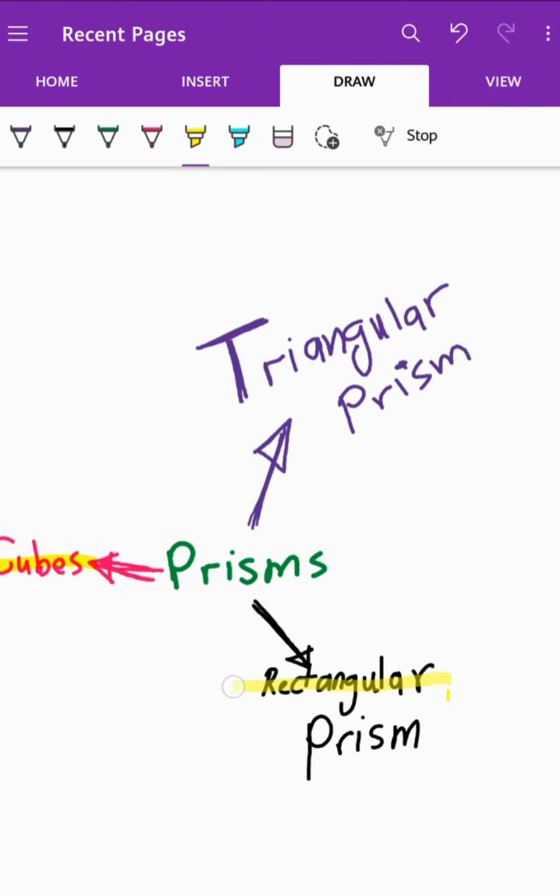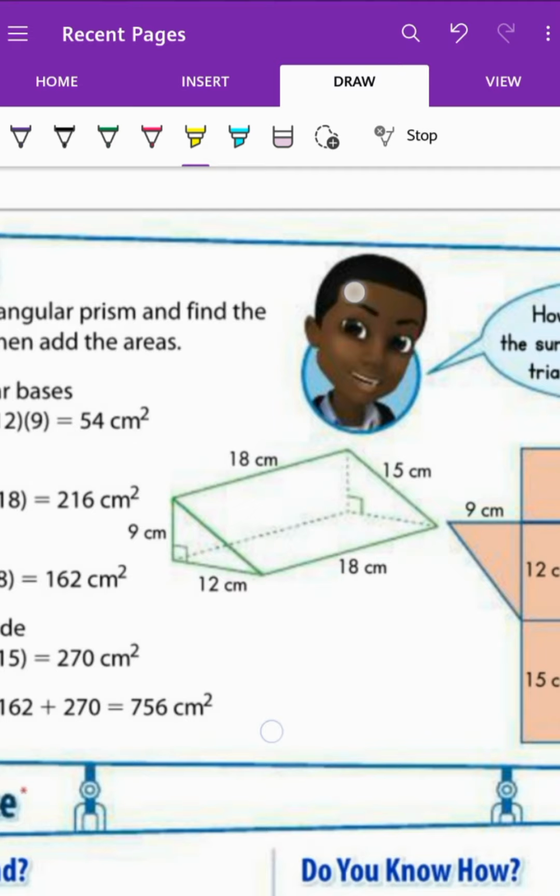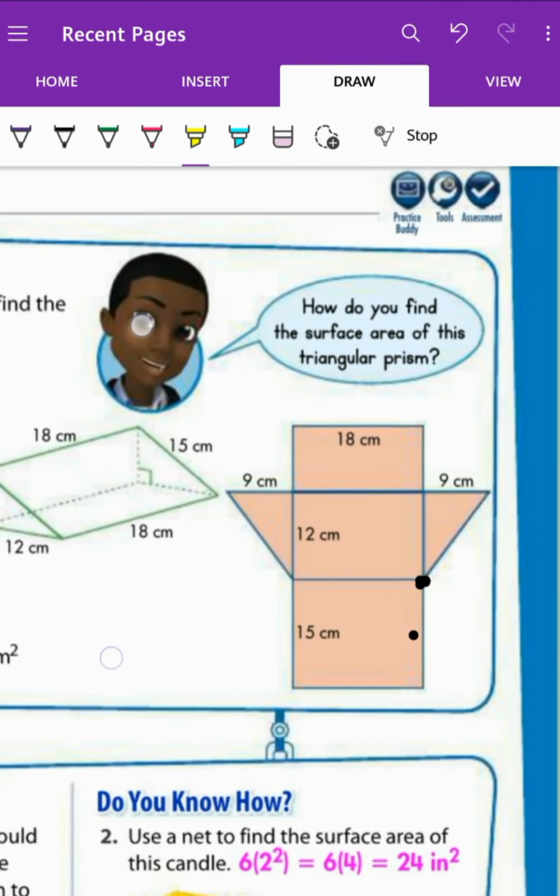and the rectangular prism, and we know now the strategy to find the surface area for the cubes and the rectangular prism. Now we are moving to find the surface area for the triangular prism and find out what the strategy is. Okay, let us take one example from here. For example, this one.